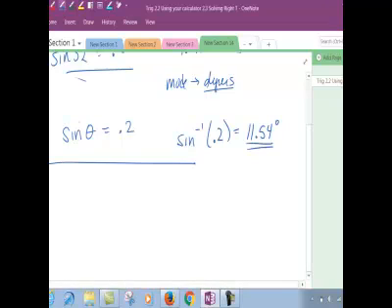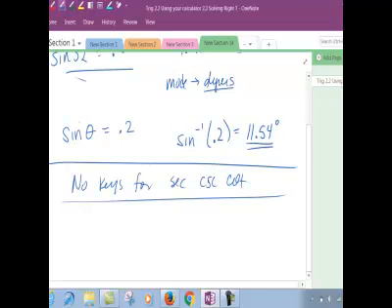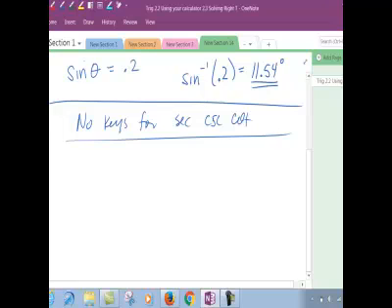Okay, we run into a little bit of trouble when we talk about the reciprocal functions because there are no keys for the secant, the cosecant, and the cotangent. All right, so how do we do that? Well, it's not that tricky. If I say that I want the secant of a 50-degree angle, by definition, we know the secant is 1 over the cosine. So all we need to do is type in 1 divided by cosine 50, and we get 1.56 is our secant of a 50-degree angle.